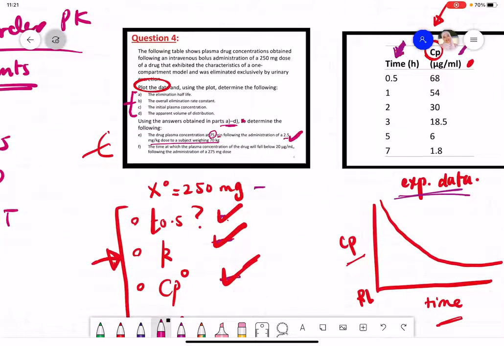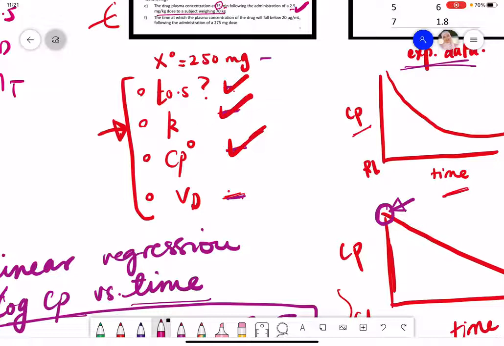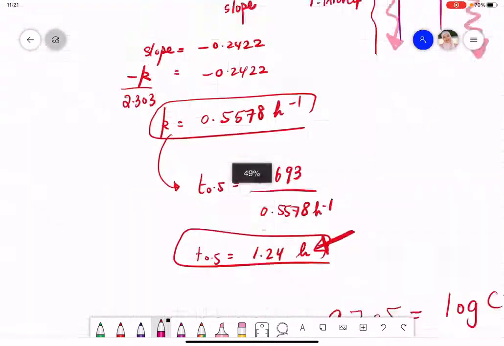Okay? The last one asks for the time at which the plasma concentration of the drug will fall below 20 microgram per milliliter following the administration of a 275 milligram dose. Again, we are having a different dose, so CB naught would be different, so we can't use the same CB naught. And the question is asking about the time for a concentration to fall below a certain concentration.